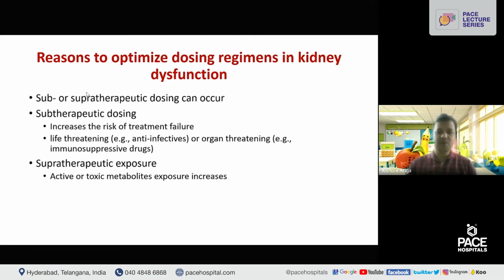So if we don't adjust the dose, there may be subtherapeutic dosing, and the drug may not be effective in these patients. And another one is the supratherapeutic exposure. If we give normal dosages in these patients with reduced kidney function, active or toxic metabolites can accumulate, and that can lead to more toxic effects. So we don't want these two things. Because of subtherapeutic dosing and supratherapeutic exposure, we want to avoid this and we want to adjust the drug dosages in patients with kidney dysfunction.